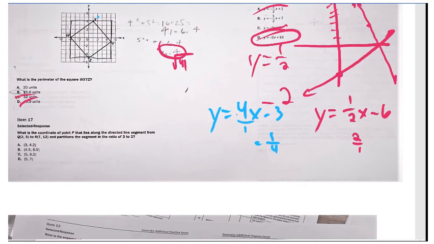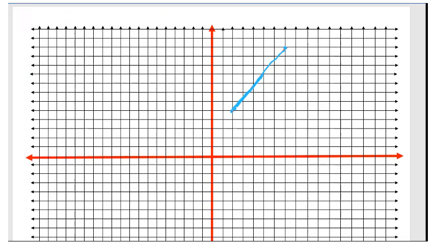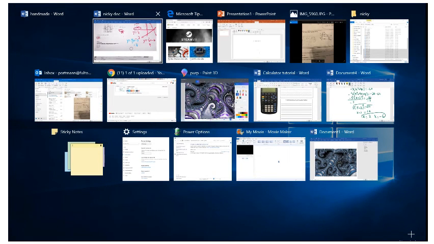So let's narrow down the ones we know are not the correct answer. This says 3, 4.2. Well, the point 3, 4.2 would be right here. That's not even a point on the line. So you know it's not A. Get rid of that one.